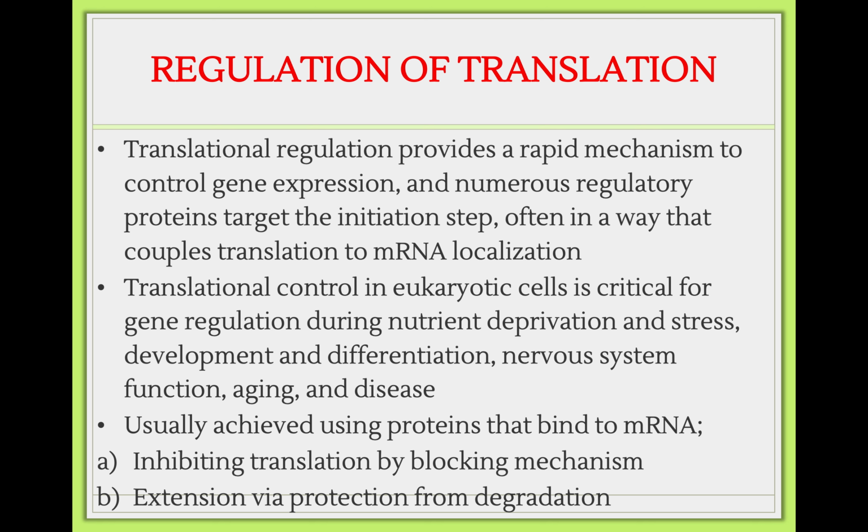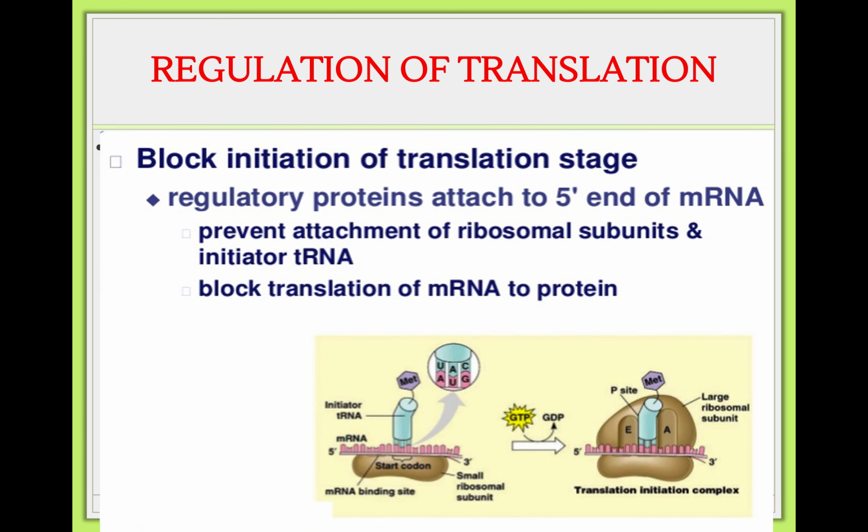This is usually achieved using proteins that bind to mRNA. So how does it work? They inhibit translation by blocking, and also by extension via protection from degradation. The block would be initiated at the translation stage. Regulatory proteins attach to the 5' end of your mRNA, and this prevents attachment of ribosomal subunits and initiator tRNA. Very similar to other mechanisms you have seen before, it blocks translation of mRNA to protein. There is something in front of it, so it will not move on.